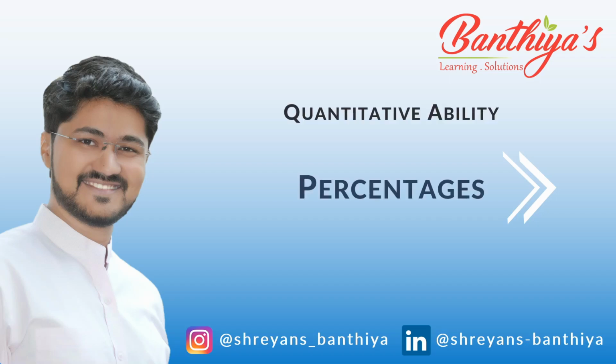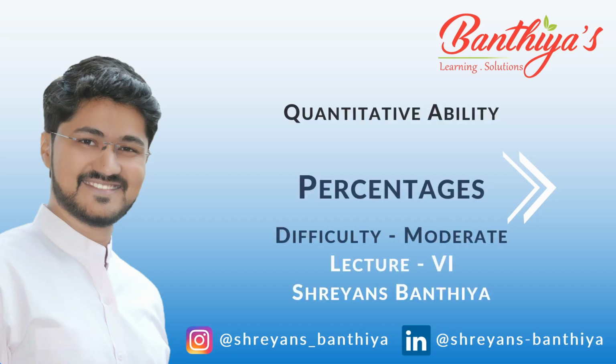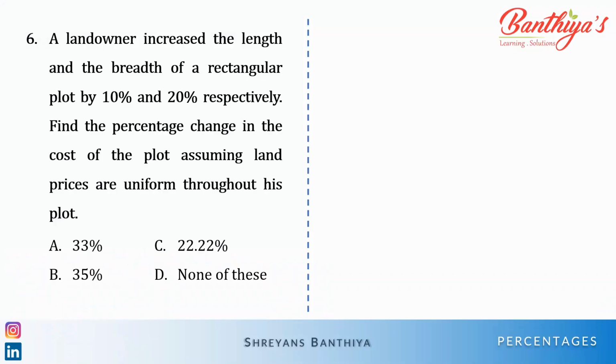We'll continue with the chapter percentage, and today we are going to look at the next 5 questions of moderate difficulty level. So let's start. So this is question number 6. A landowner increases the length and the breadth of the rectangular plot by 10% and 20% respectively. Find the percentage change in the cost of the plot assuming land prices are uniform throughout his plot.